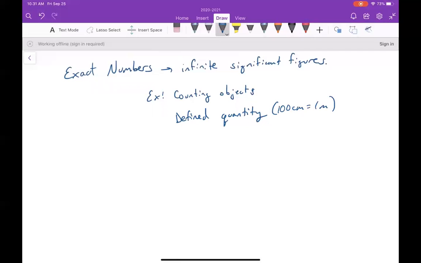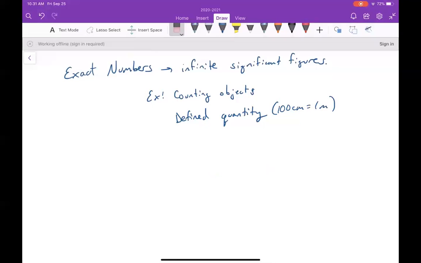Now, me saying that there are 2.54 centimeters in 1 inch, that's different. That's a measured value because that's not the definition of a centimeter. I'm now having to convert a unit from the American system to the international system, the metric system, and those are not based off of each other. So that's the difference between exact values and measured values, okay?